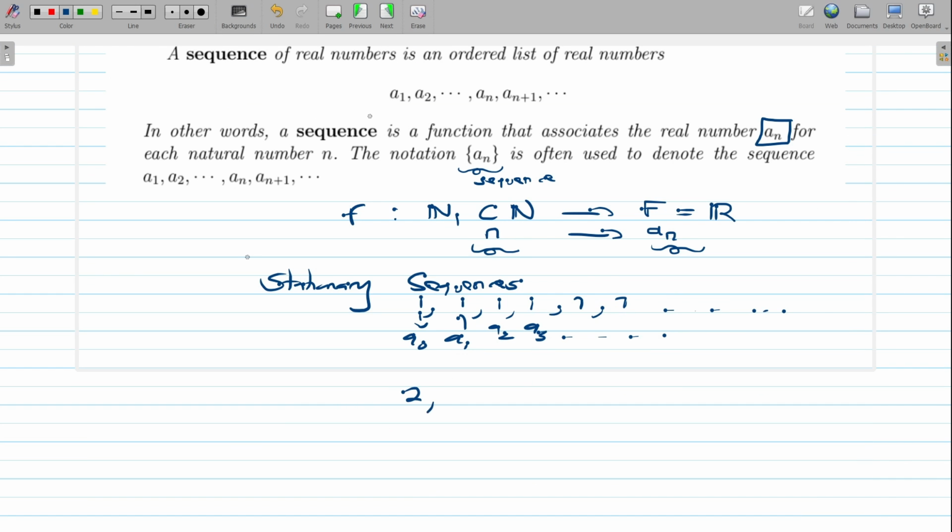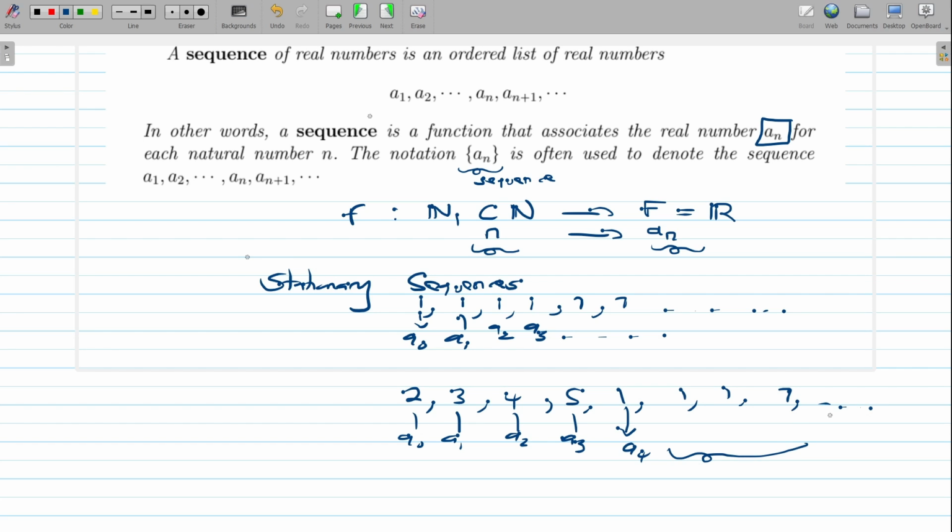We can also have a sequence like this one, for example. Let's say we have 2, 3, 4, maybe 5, and then we have 1, 1, 1, 1. This is also a constant sequence, but starting from this term here. If this is your a0, and this is your a1, and this is your a2, and this is your a3, then starting from a4, we can see that all the numbers are the same. So this is basically going to be another constant sequence.